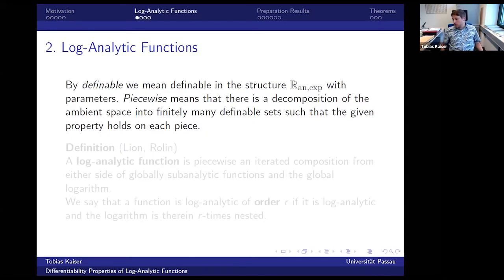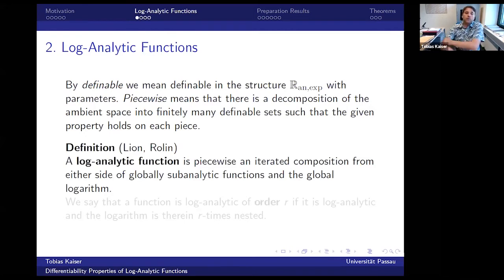Now I introduce log-analytic functions. Here the setting: by definable, we mean definable in the bigger structure, including the exponential function, definable with parameters. And we always use the word piecewise. Piecewise means that there is a decomposition of the ambient space, so some Euclidean space R^n, into finitely many definable sets, such that the given property holds on each piece.